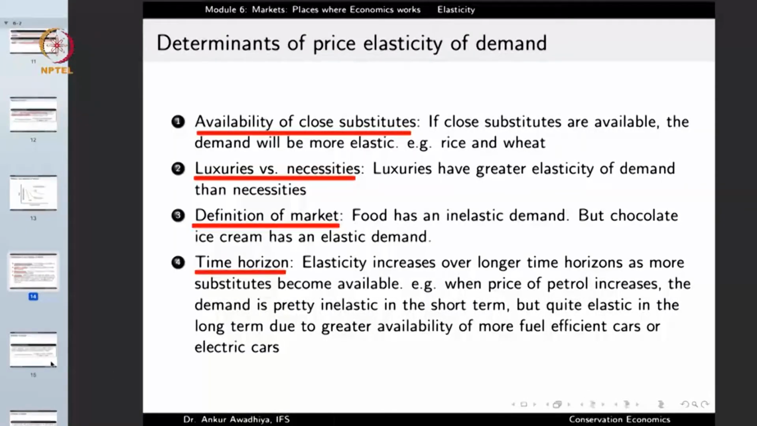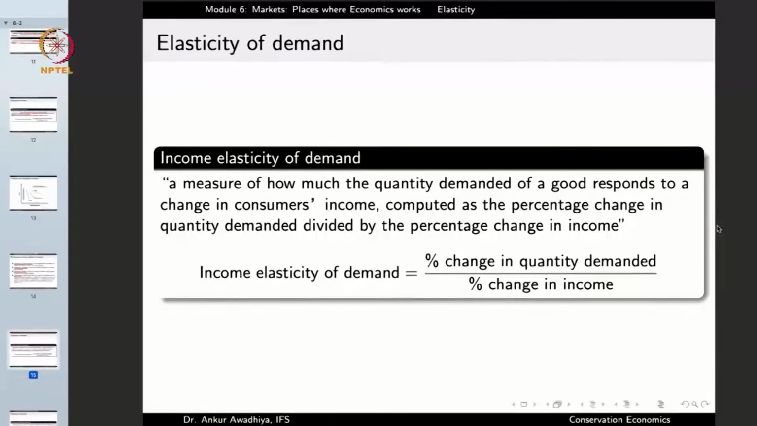Now, similar to the price elasticity of demand, we also have the income elasticity of demand. The income elasticity of demand asks the question that if your income increases, what happens to the demand for a certain good or service? That is, it is a measure of how much the quantity demanded of a good responds to a change in the consumer's income. So, if the income increases or decreases, does it lead to a change in the quantity demanded? And it is computed as the percentage change in quantity demanded divided by the percentage change in income.